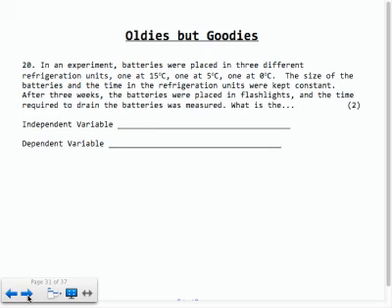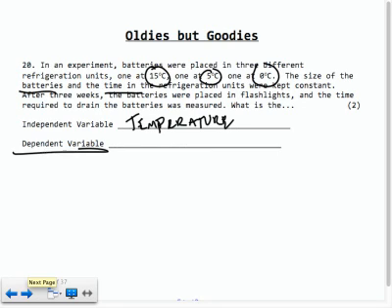Well, the independent variable is the thing that is different each time, that is changed on purpose. The thing that was different for each of the batteries, since the size of the batteries and the time in the refrigerator is the same, the thing that changes each time is the temperature. That's the deliberately altered factor in each of the trials. The dependent variable is the thing you measure in response to changes to the independent variable. And what is measured, it says right here, the time required to drain the batteries was measured. So I'm just going to call that the battery life.